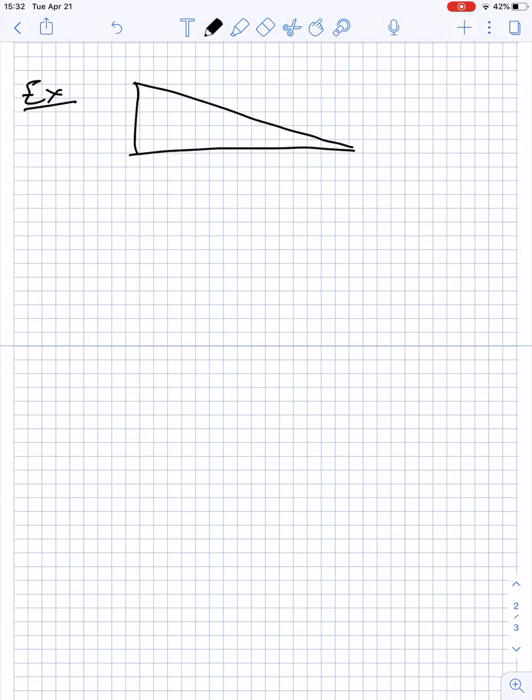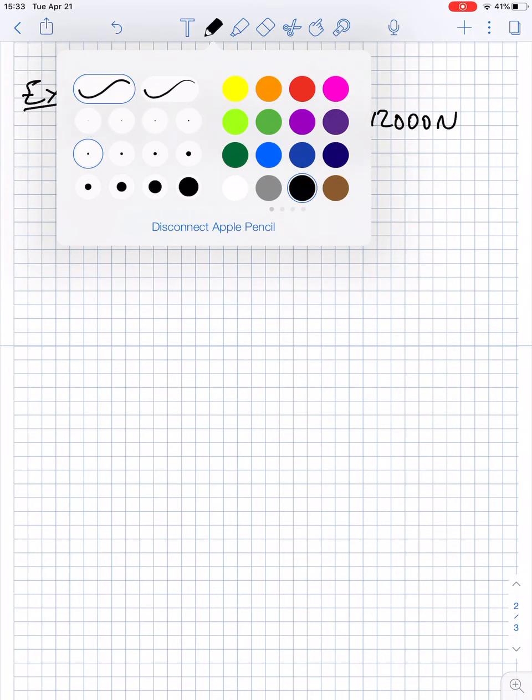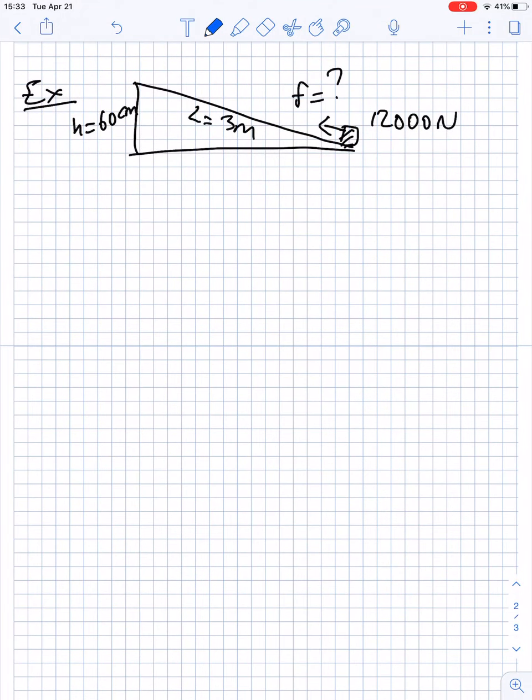Okay, let's draw the inclined plane. Height is 60 centimeters. Here we have a box, and the box is 12,000 Newton, and our force F we don't know. The length of the inclined plane is 3 meters. Calculate the force F.